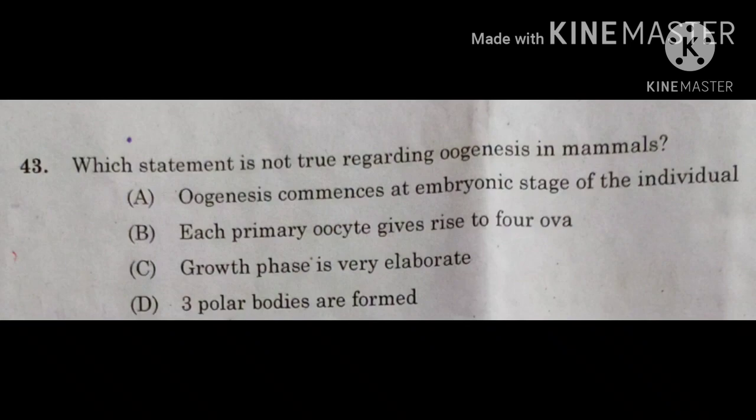The next question is, which statement is not true regarding oogenesis in mammals? Option A, oogenesis commences at embryonic stage of the individual. Option B, each primary oocyte gives rise to 4 ova. Option C, growth phase is very elaborate. And option D, 3 polar bodies are formed. So you have to find out the wrong statement from these options.